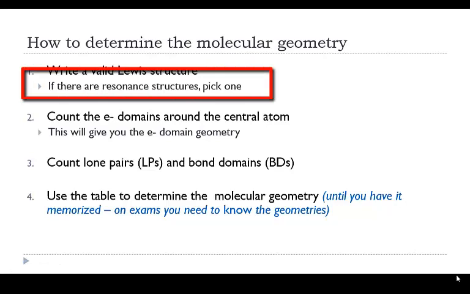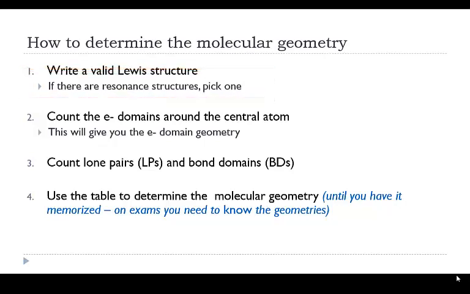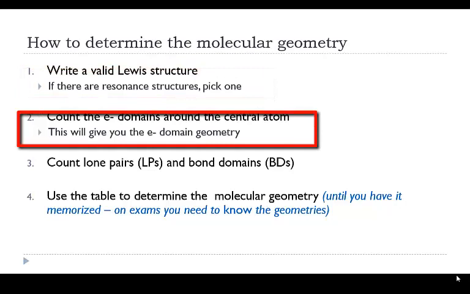First thing to do is to write a valid Lewis structure. And if there are resonance structures, just pick one. It doesn't really matter which one you pick. Step 2 is to count the electron domains around the central atom, and this will give you the electron domain geometry.